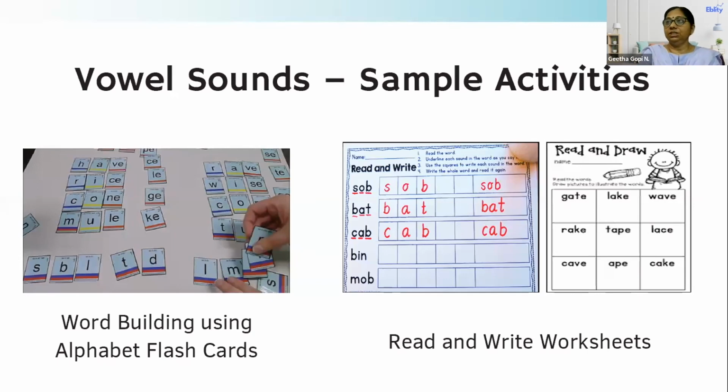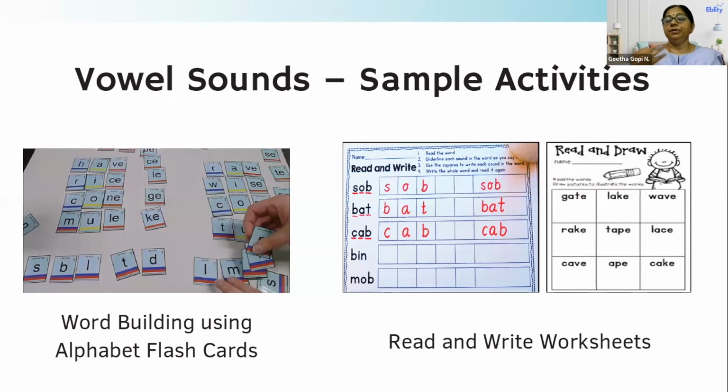If you look at the worksheet, the middle one here, take the word, for example, sob. It's together, then we pull it apart. Each letter sound is given one box each so that they can segment it. And again, they can put it together and blend it. So this gives an idea about how you can put sounds together and pull them apart. All these help in better reading as well as better spelling skills.